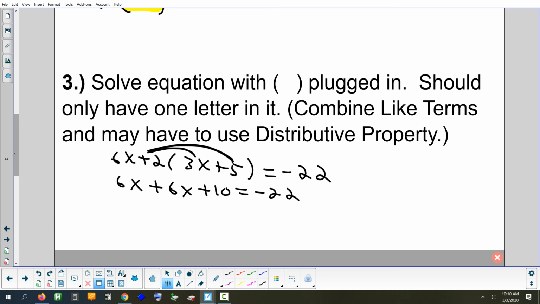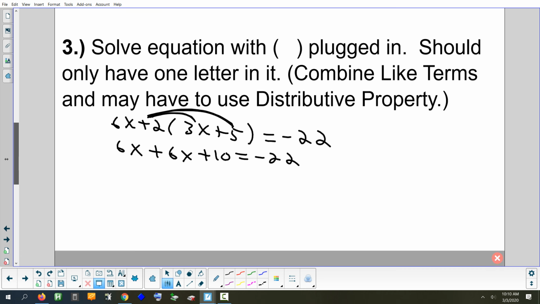Okay. So now we just have to keep going till we get x by itself. The next thing it says you might have to do is combine like terms. Does anyone see like terms we could add together in this equation? Yep. What are they? Yeah, Kelsey? 6x and 6. Yep. And 6 plus 6 is going to give me 12. Plus 10 equals negative 22.